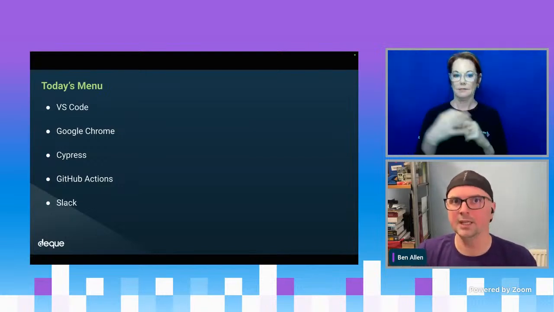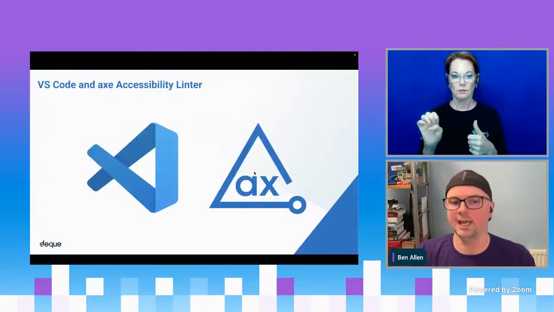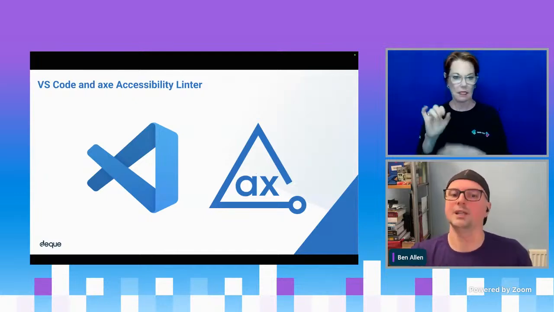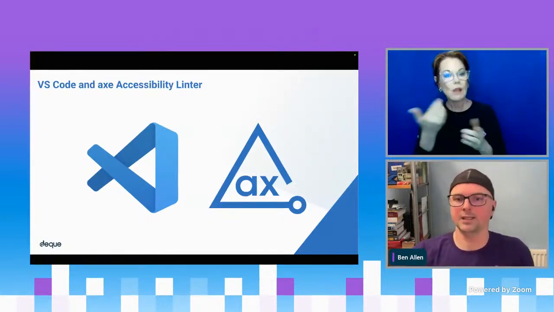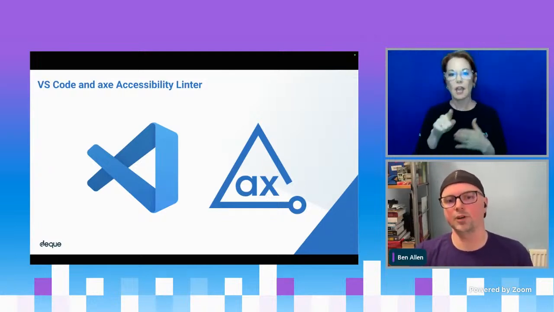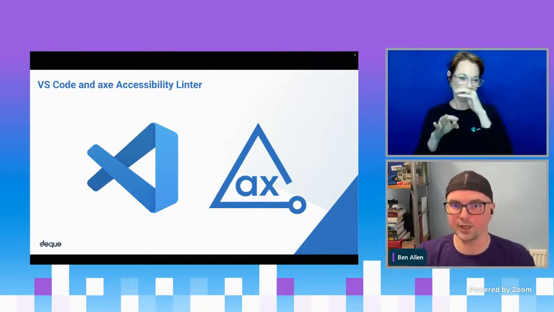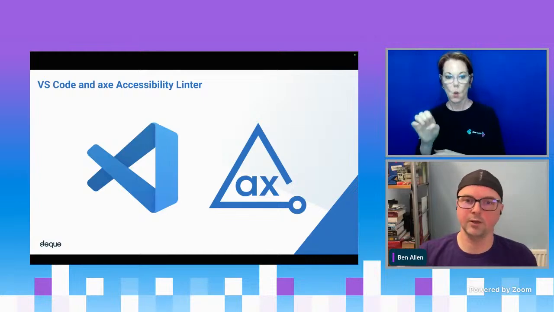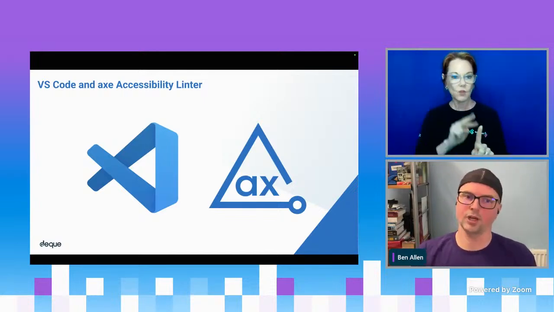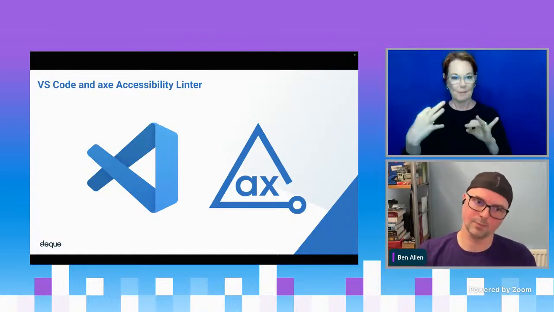First up then, we're going to look at VS Code, an IDE, and the Axe Accessibility Linter. If you're new to linters, it's a bit like a spell check for your code. The Axe Accessibility Linter will provide you with instant accessibility feedback inside of VS Code. It provides feedback on HTML, React, Vue, and Angular code. And as you edit your code, you'll get the feedback you need to make your components more accessible.